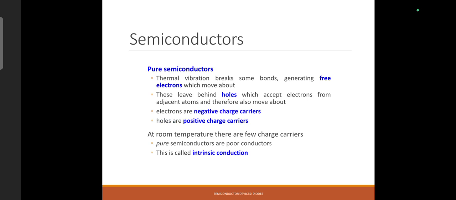Semiconductors. Now let us understand semiconductors. The most commonly used semiconductor materials are silicon and germanium. In a pure semiconductor, thermal energy breaks a few covalent bonds, creating free electrons. Whenever an electron leaves its bond, it creates an empty space called a hole. Electrons carry negative charge while holes behave as positive charge carriers. Since only a few charge carriers are available at room temperature, pure semiconductors conduct electricity poorly. This type of conduction is called intrinsic conduction.